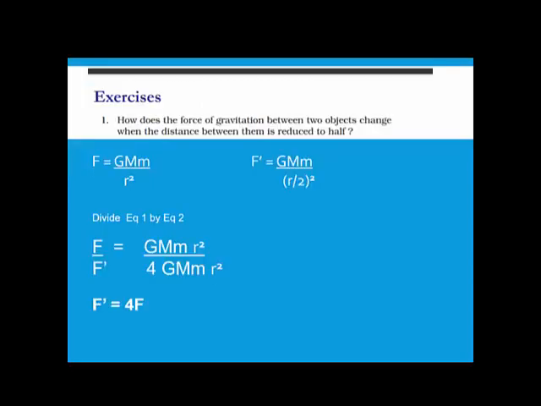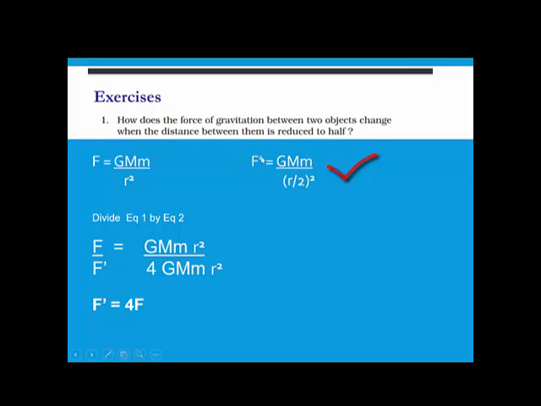How does the force of gravitation between two objects change when the distance between them is reduced to half? What you should do is first write the original force. F is equal to G M m upon r square. When nothing has changed, this is the formula. But when you reduce the distance to half, this same formula will change like this: G M m upon r by 2 whole square. Why r by 2? Because the distance between them is reduced to half.